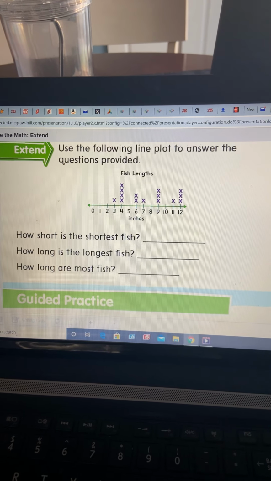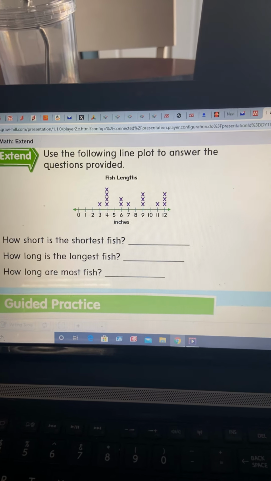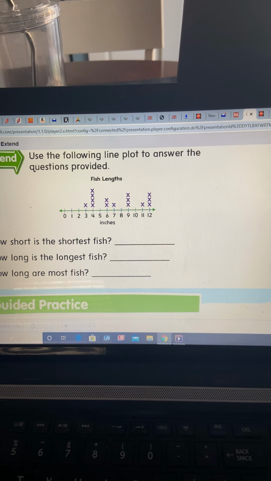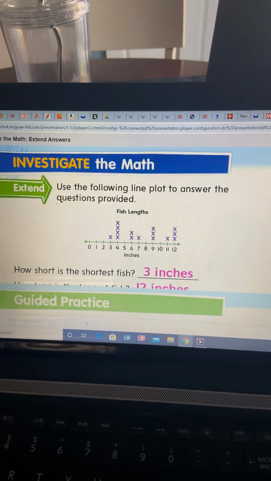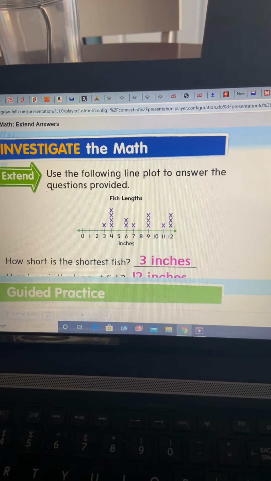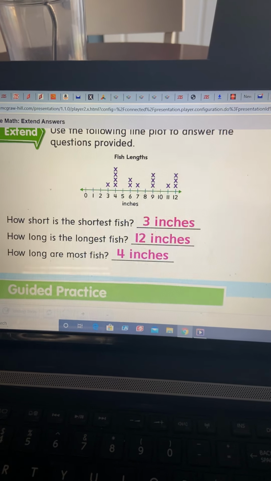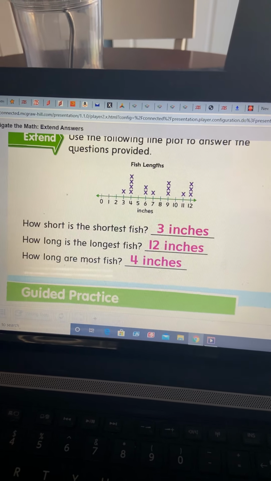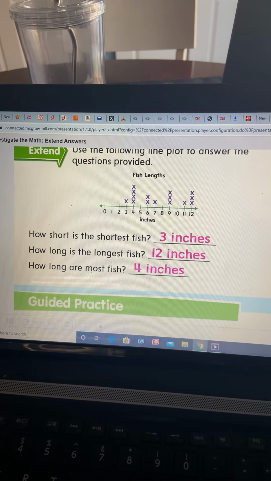The important thing to remember is what we're measuring and how many we're getting of each of those measurements. All right, so if you make your own line plot with your pens and pencils and crayons that you find, it'll probably look a little bit like this. Okay, now here are the answers to our questions that we just asked. Shortest was 3 inches, longest was 12 inches, and the most frequently caught fish was 4 inches. And that's really why we use a line plot, to show the numbers, the quantity of things.